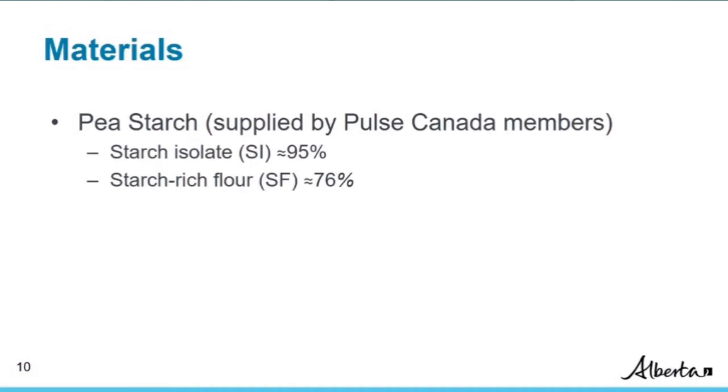Two types of pea starch were tested. They were all supplied by Post Canada. We thank you, Janelle, for coordinating the supply of this starch. The first starch we see as a pure starch, a starch isolate, and the second one, with more than 10% residue of protein and some fiber and other components, was a starch-rich flour.